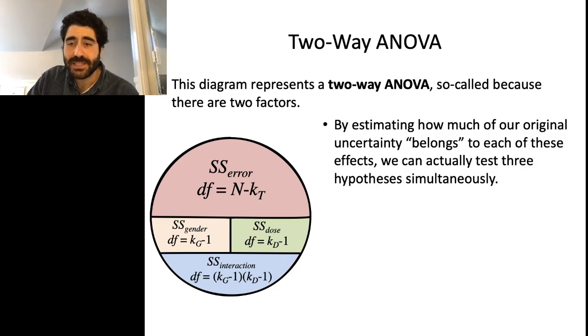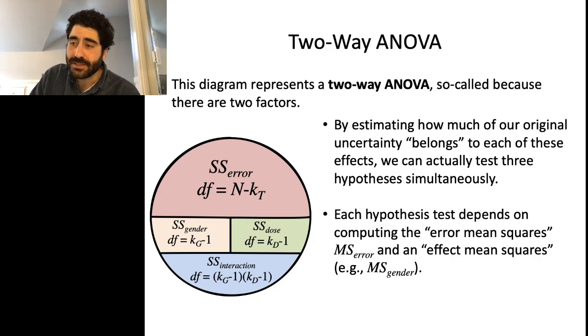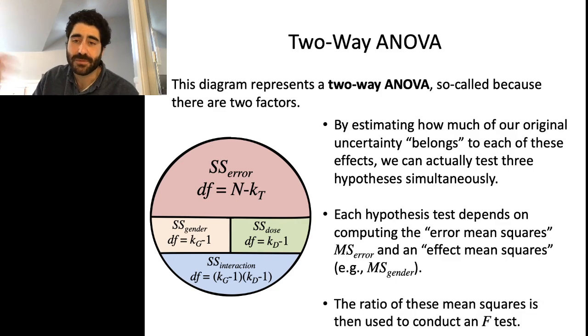And so what we're testing here is 3 different null hypotheses, right? We're testing whether gender has an impact, dose has an impact, and whether their combination has an impact. And each of these 3 hypothesis tests is basically the same setup as the 1-way ANOVA, right? We're going to compute some mean squared terms, and we're going to compute an F ratio, and then use an F distribution to figure out if there's any relationship between a group or a combination of groups and an outcome.